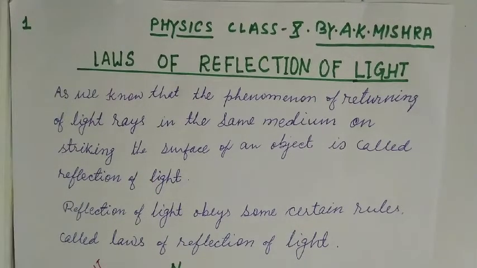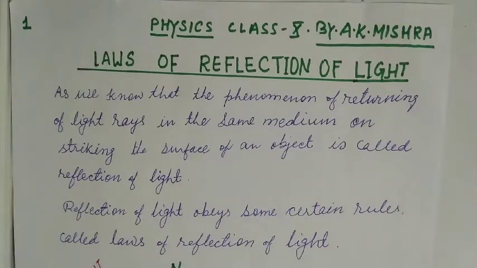Good morning, students. Today I am going to explain the laws of reflection of light of the physics for class 10. Reflection of light, as we know, is the returning of light after striking an object into the same medium. And due to the reflection of light, we are able to see an object clearly.